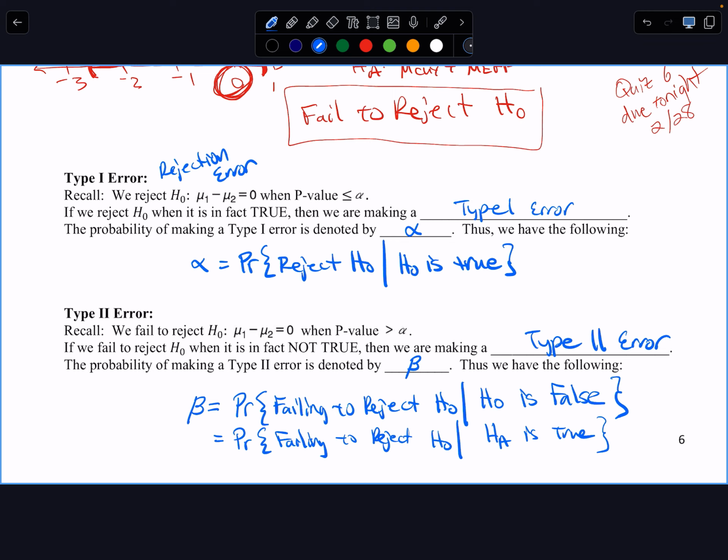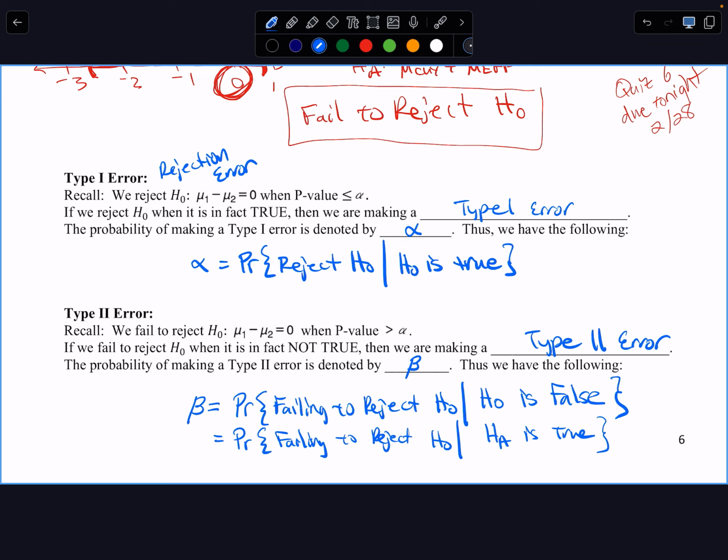So those are the two types of errors we can make whenever we do hypothesis tests. Hopefully we won't have that happen. But if we do, alpha is the probability of making a type 1 error, and beta is the probability of making a type 2 error. All right? So that's the two types of errors we have here.